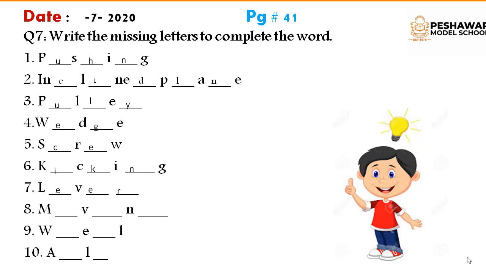Number 7, lever. L-E-V-E-R, lever. Number 8, moving. M-O-V-I-N-G, moving. Number 9, wheel. W-H-E-E-L, wheel. Number 10, axle. A-X-L-E, axle. So we are done with this page.